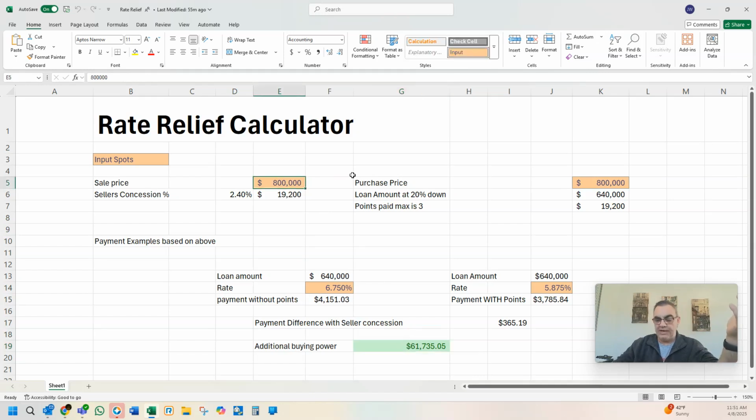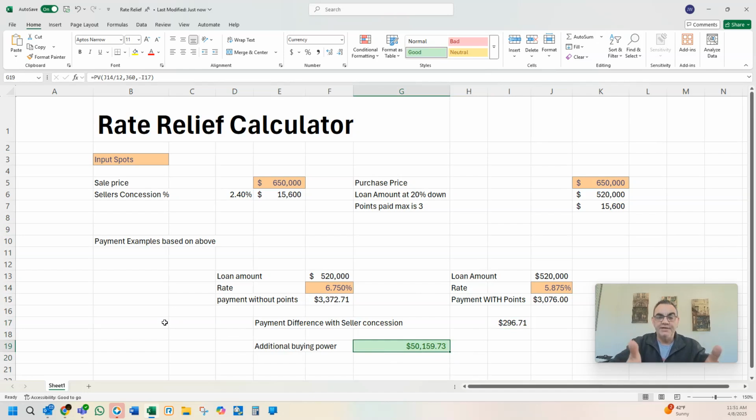So this is for an $800,000 purchase price. If you're going to do a 650 purchase price, we change that to 650, and then we change this to 650, because we're always going to do it at a 20% down payment. That's only 15,600. We're still only asking for 2.4%. That's about what it comes out to. The payment difference is 296, and they just have extra buying power of $50,000.